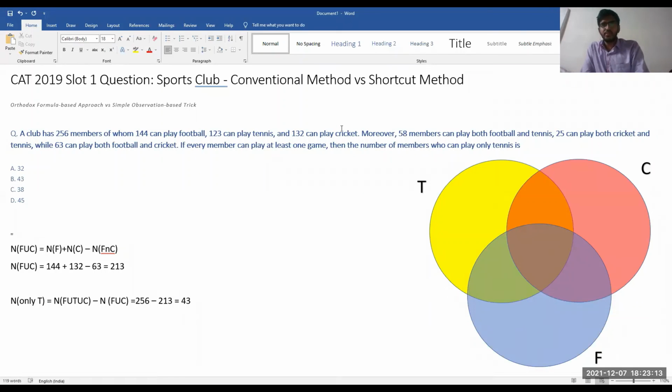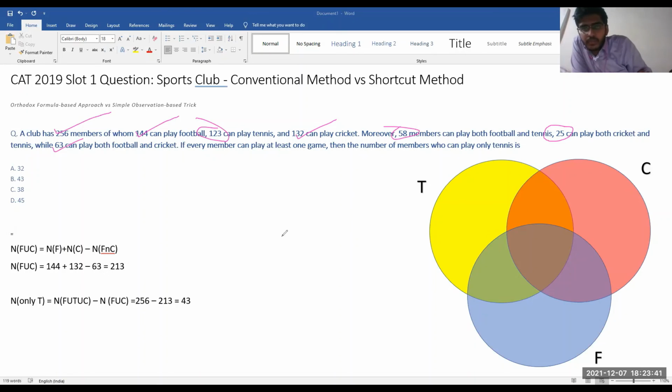Look at how many pieces of data I used. I only used this 144 here, this 132 here, this 63 here, and this 256. Only 4 pieces of data. I did not even need the total number of players who play tennis. I solved it without knowing this. Had this not been given, I would still have solved the question. I did not use the number of players who play both football and tennis, nor the number of players who play both cricket and tennis. I only used the number of players who play both football and cricket. That's the only intersection I use.